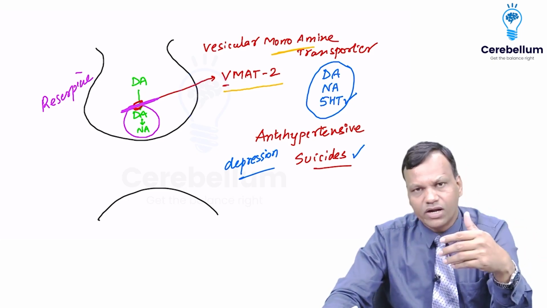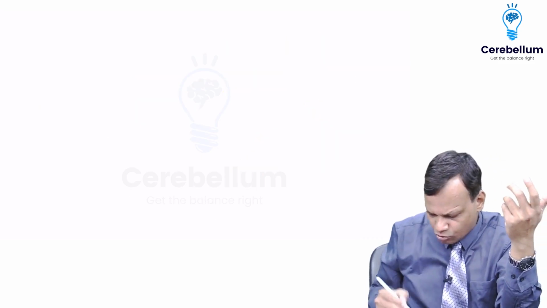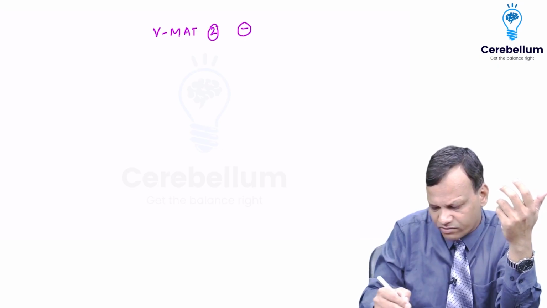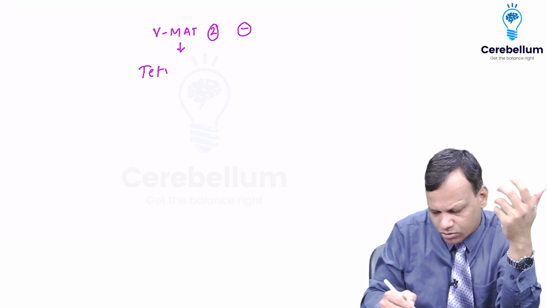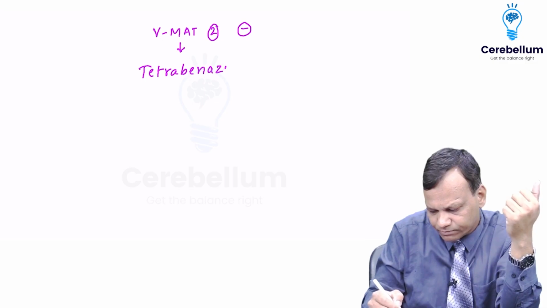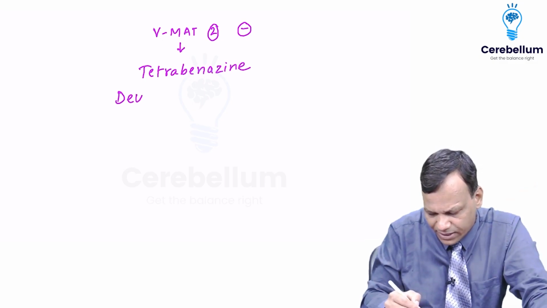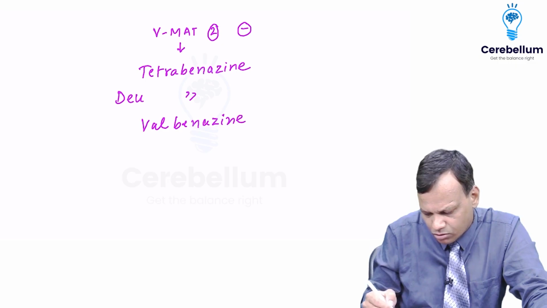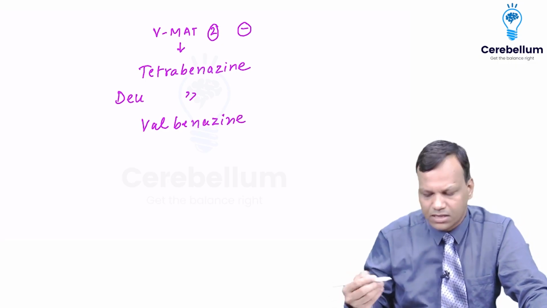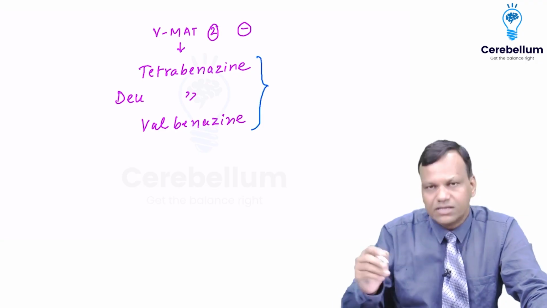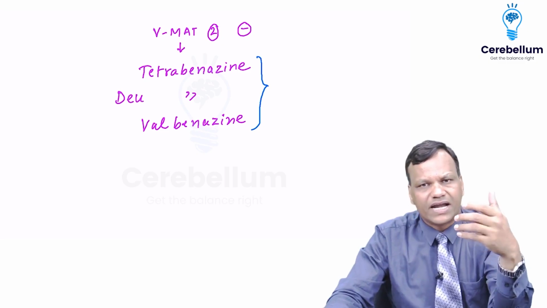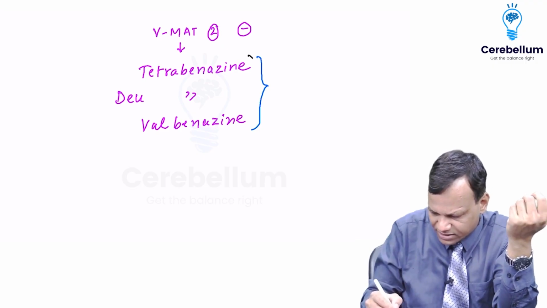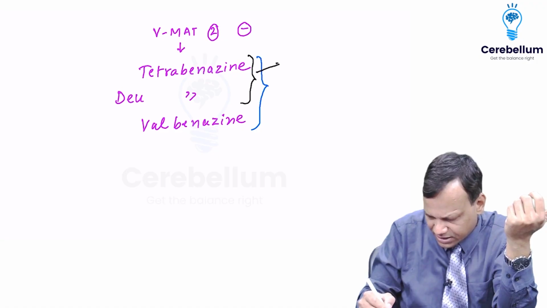Okay. Now we have developed new VMAT2 inhibitors. These include tetrabenazine, deutetrabenazine, and valbenazine. These are also VMAT2 inhibitors, but these are used for a different indication. Basically, these drugs also inhibit the entry of dopamine and serotonin in the vesicle. Okay? But the specific use of the first two drugs, tetrabenazine and deutetrabenazine, is in Huntington's chorea.